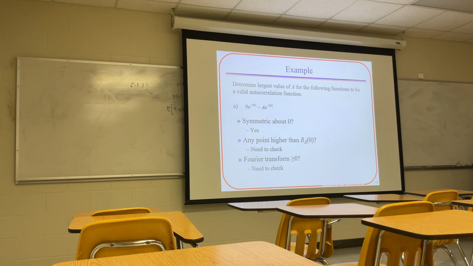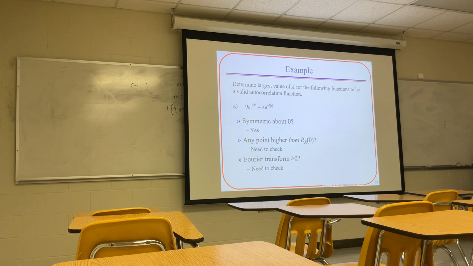Any point higher than Rx at 0, well, you don't know. So the only way you find that is you can take a derivative and set it equal to 0. And by the way, I didn't say this, but Fourier transforms of any of these autocorrelation functions have to be greater than or equal to 0. They can't have negative components. That's just one of the things that happens with autocorrelation always.